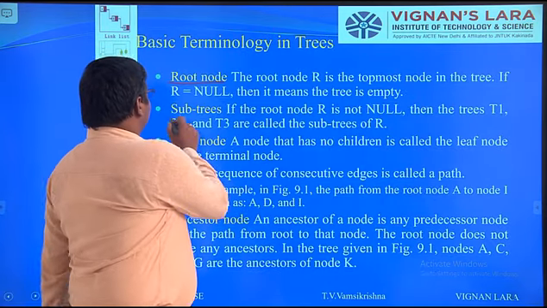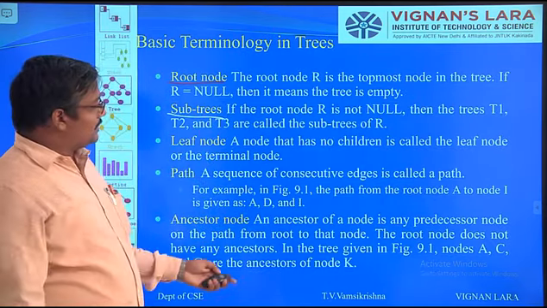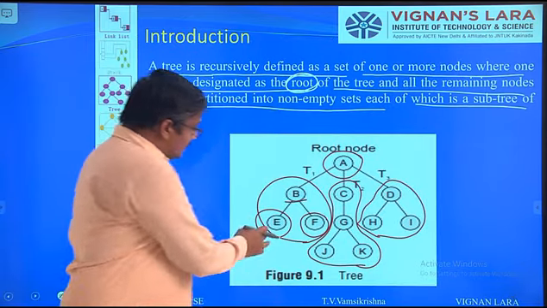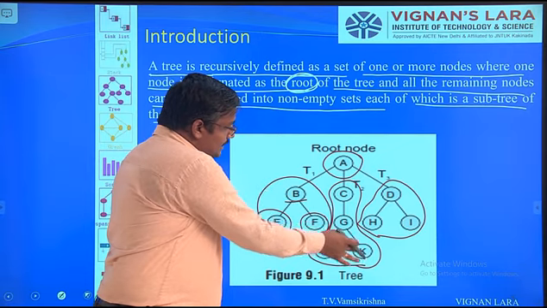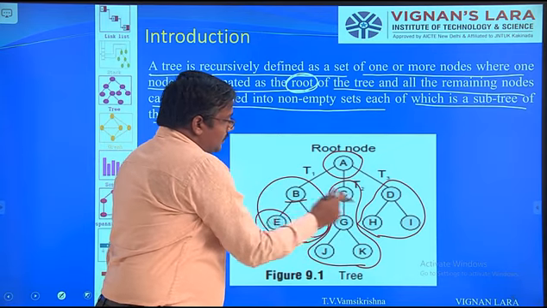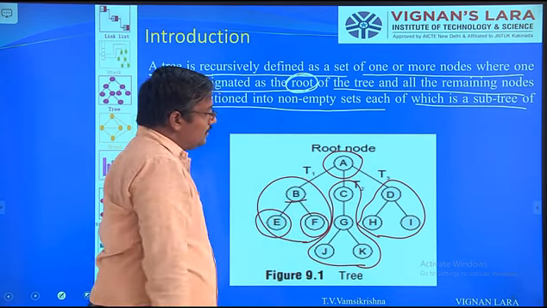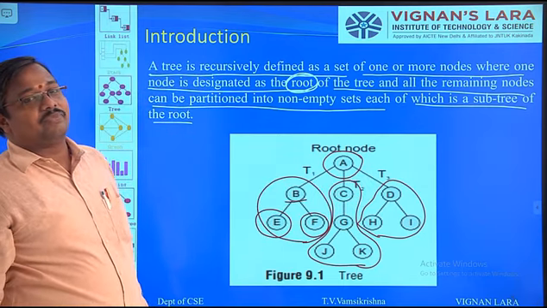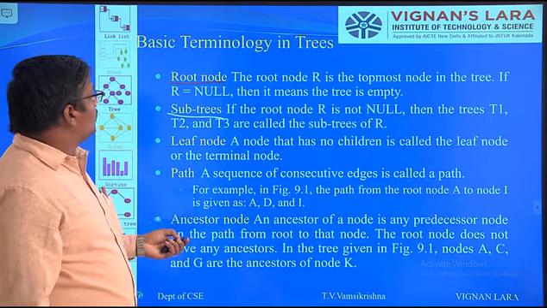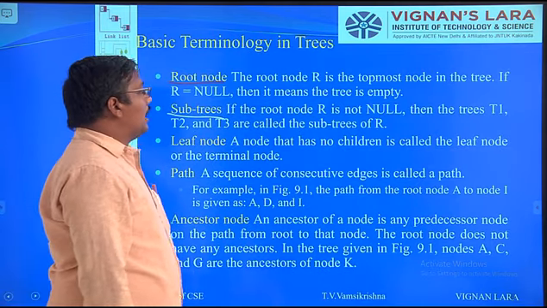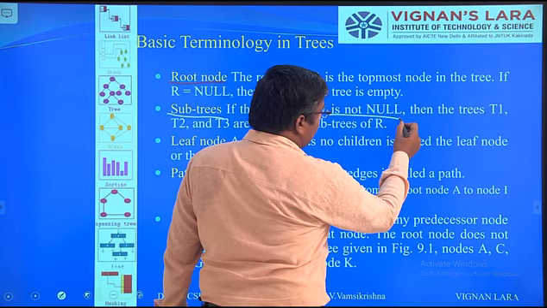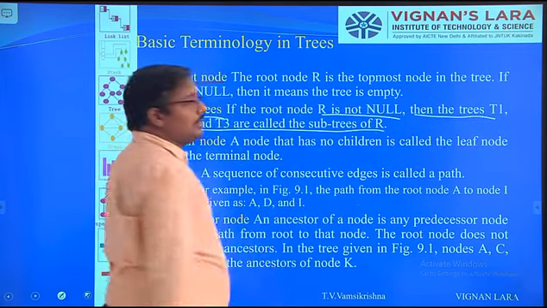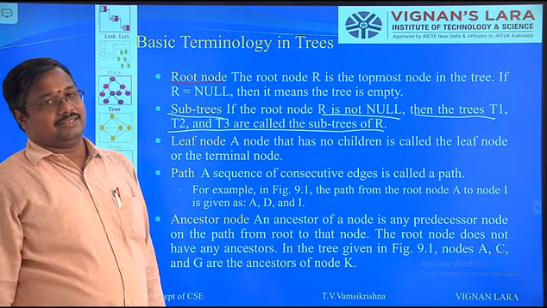Okay, next, subtrees. In the previous example, I already clearly showed this is one subtree, this is another subtree, this is another subtree. So the names are T1, one subtree, T2, another subtree, T3, another subtree. So if the root node R is not null, then T1, T2 and T3 are called subtrees of R.